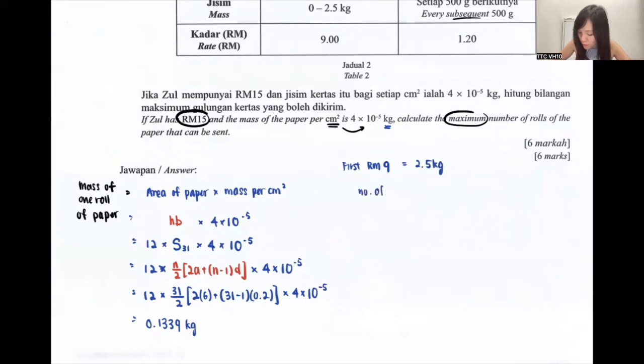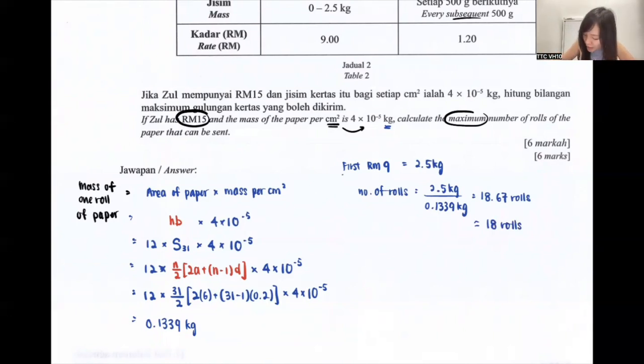So the number of rows will be 2.5 kg divided by 0.1339 kg per row. So 2.5 kg can fit in how many 0.1339? It can fit in 18.67. Now, my dear, a lot of students get this wrong, exactly because when they see 18.67, they round up. This one you need to count very specifically, so you don't round up, you round down. So at minimum, I can get 18 rows from the first 9 ringgit.